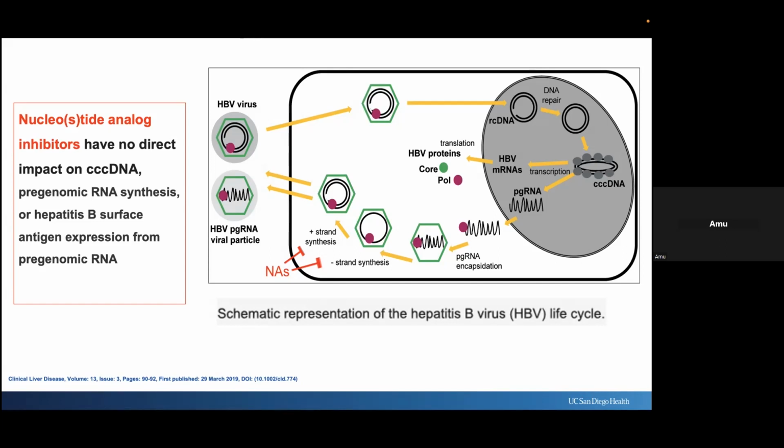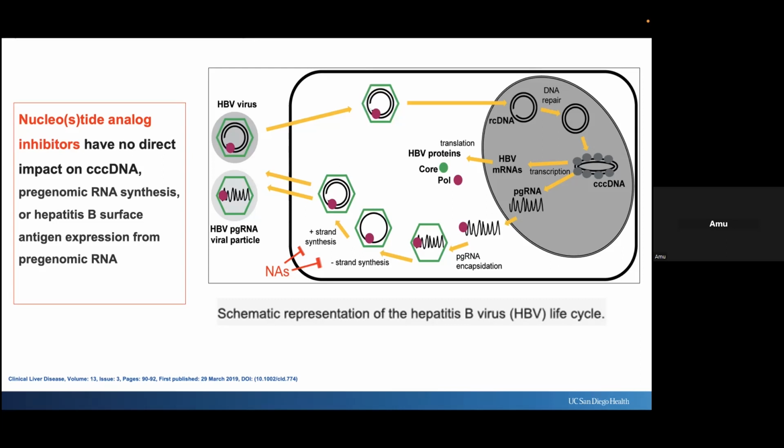So while treatments with nucleoside and nucleotide analog inhibitors inhibit hepatitis B DNA synthesis by inhibiting viral reverse transcriptase, which replicates or generates the DNA from pregenomic RNA, they have no impact on cccDNA once it's established in the hepatocyte, and no effect on the synthesis of pregenomic RNA from cccDNA, which is by host RNA polymerase.